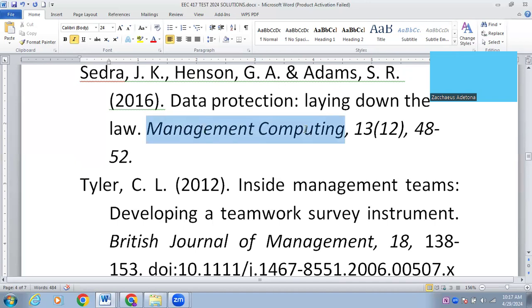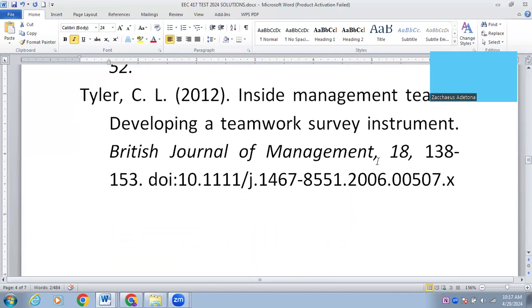This one is written in italics. Management Computing. So you can underline it, since hand cannot write the italics like that. Likewise, the Tyler here, you underline British Journal of Management. That indicates that is the journal title. Journal title is different from the article written by the authors.